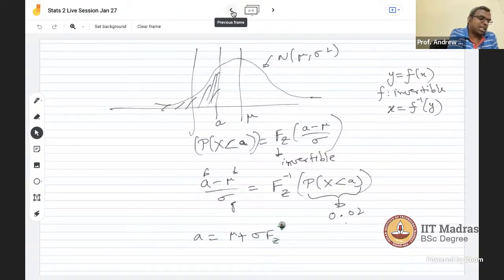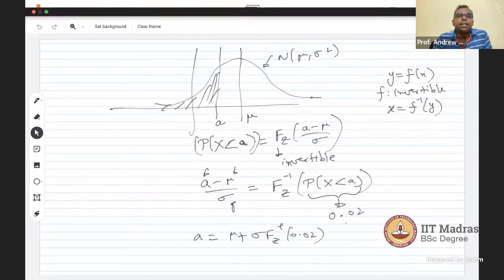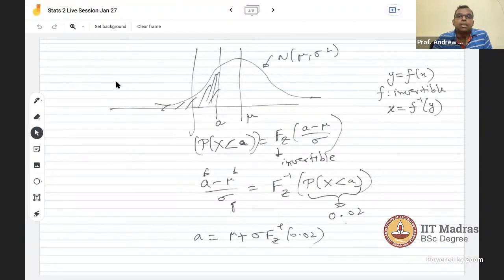I think mu was 10 and sigma was 4 or something like that. Forget it, just plug it in, you'll get the answer. Is that clear? So FZ inverse is no new quantity. I'm not defining any new mathematical idea here. It's the same function inverse that you've been studying from math 1.